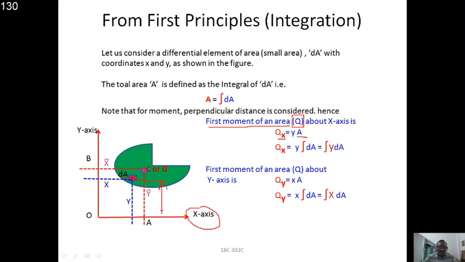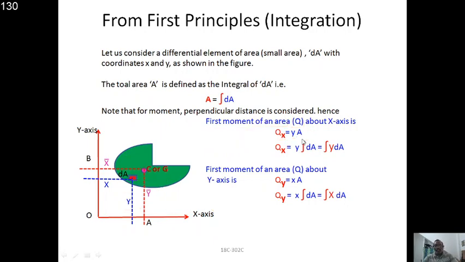What is this distance now? It is y. So moment of an area is area into distance. Area is A and distance is y, therefore it is A y. So this is the principle of first moments. That means we calculate the first moment of an area to find the centroid.